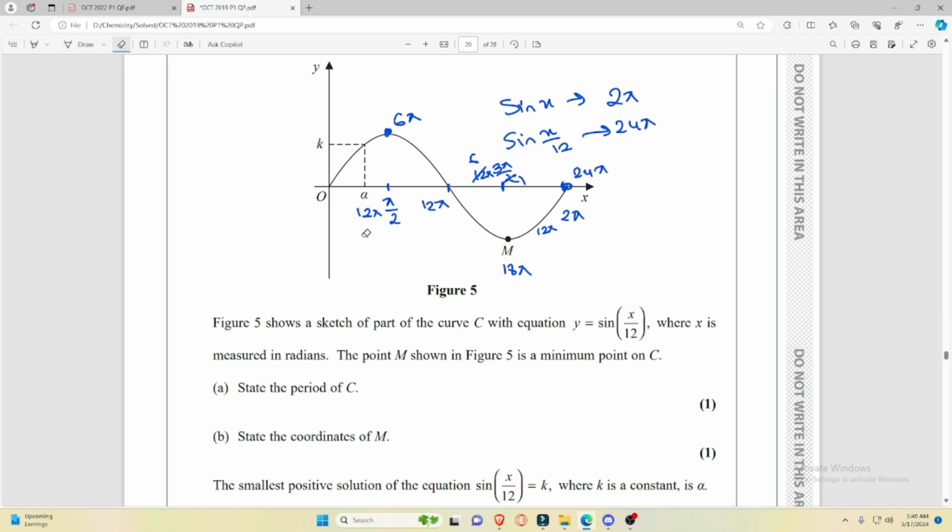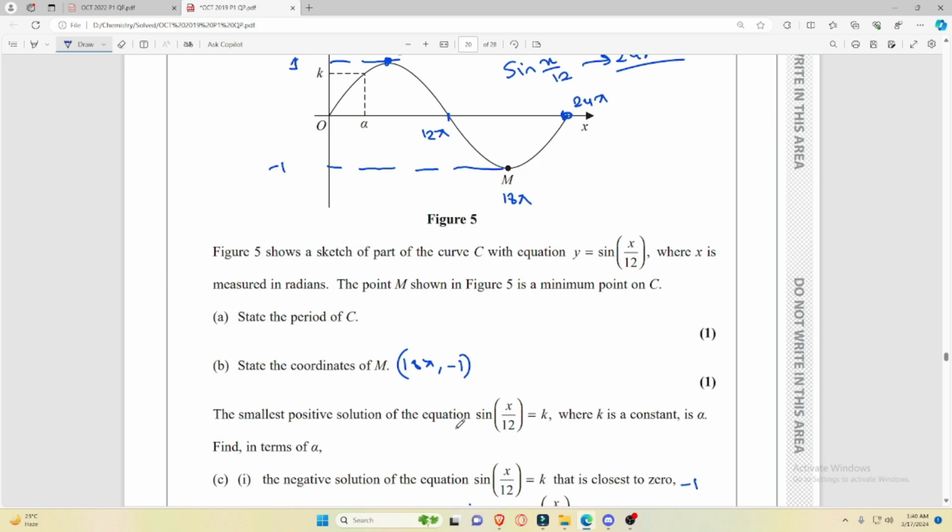So let me just erase it here. 6 pi, 12 pi, 18 pi, 24 pi. Okay, so the period is 24 pi. State the coordinates of M. We already deduced it. It is 18 pi, and I know there is no transformation with the y. If there was transformation with the y, there would be a multiplication or addition outside the bracket. But in here there is no transformation, so it is still between 1 and -1. So my minimum point will be at -1. So 18 pi and -1.